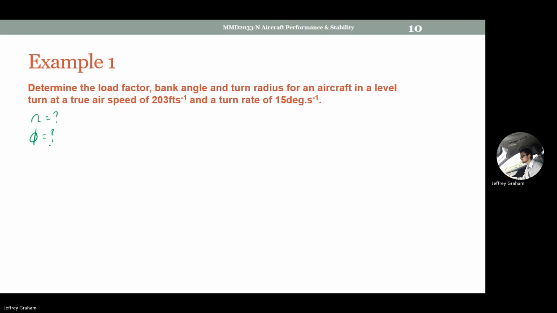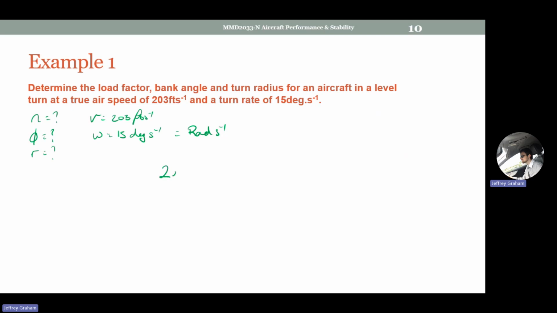You're asked to find the load factor, bank angle, and turn radius, if you are at a linear speed of 203 feet per second, with a rate of turn of 15 degrees per second. First off, remember the rate of turn has to be in radians per second.